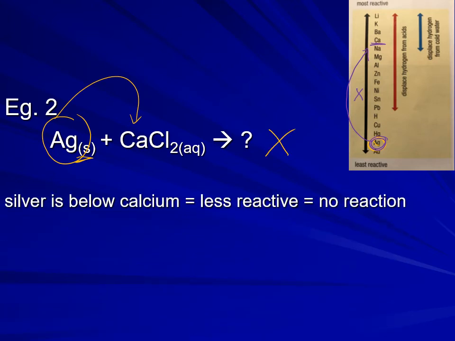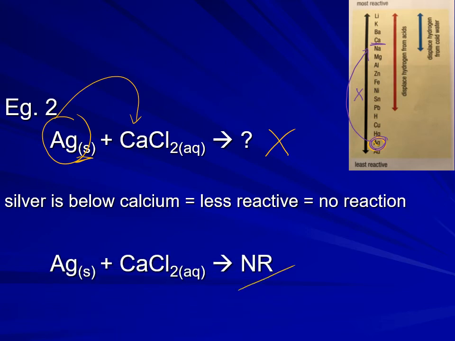Silver is below calcium, therefore it's less reactive, therefore there is no reaction. And so we can just write no reaction as our products. We will not actually get any products. Notice which types of metals are down at the bottom, and their ability to not react is seen in how we use these metals.